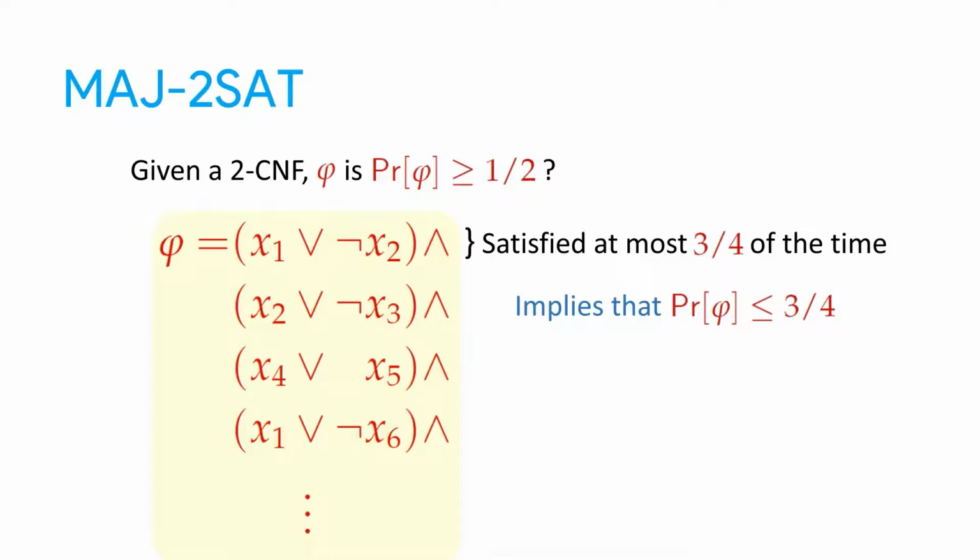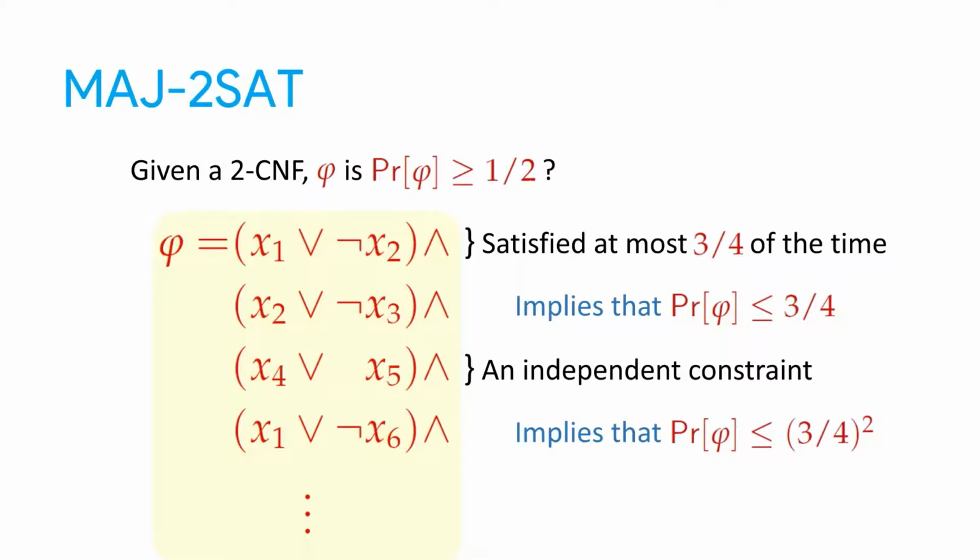Next, suppose we find some other clause that shares no variables with the first one, for example, the third clause in this list. Then this clause is an independent constraint from the first. In particular, regardless of the assignment to the variables x1 and x2 in the first clause, the second clause is satisfied by 3 out of 4 possible assignments to its variables. Because of this independence, viewing these two clauses together shows that the formula is satisfied by at most a (3/4) squared fraction of the time. This reasoning shows that if we can find enough of these disjoint clauses, then the fraction of satisfying assignments must be very small, and we can just say the answer to the majority 2-SAT problem for this formula is no.